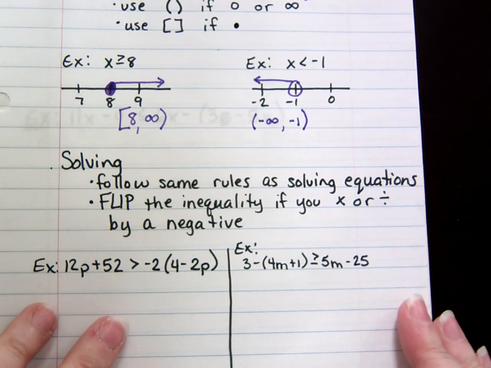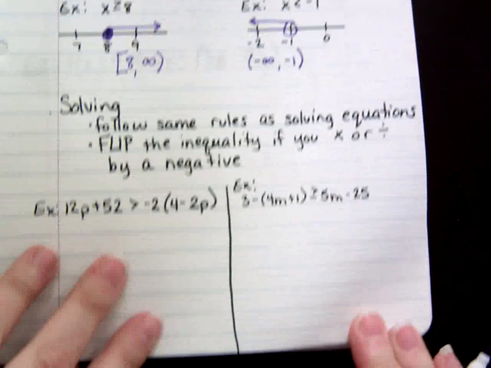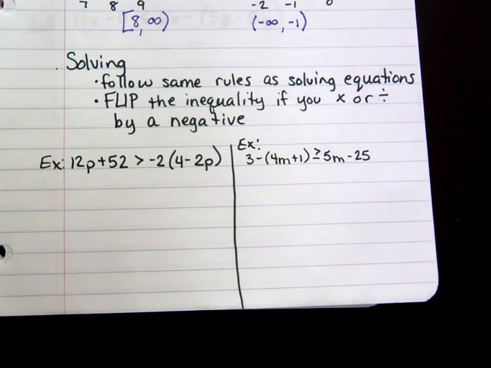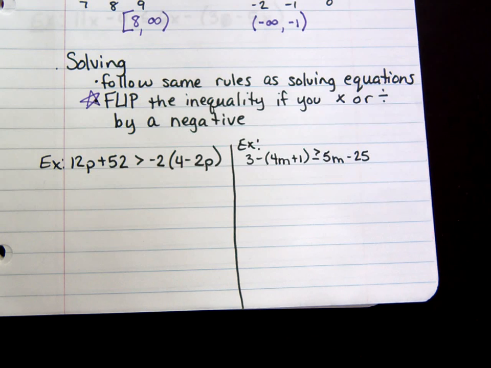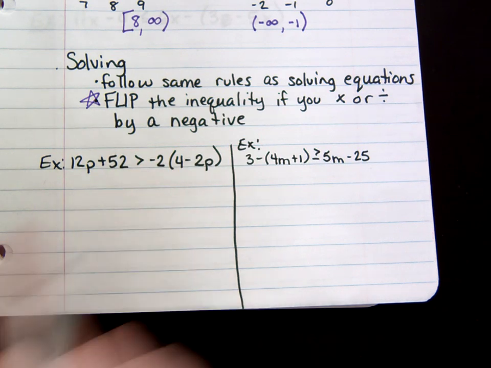Now, solving inequalities. Solving an inequality is not really any different than solving an equation, except that if you multiply or divide by a negative, you must flip the inequality around. So let's look at this first example.